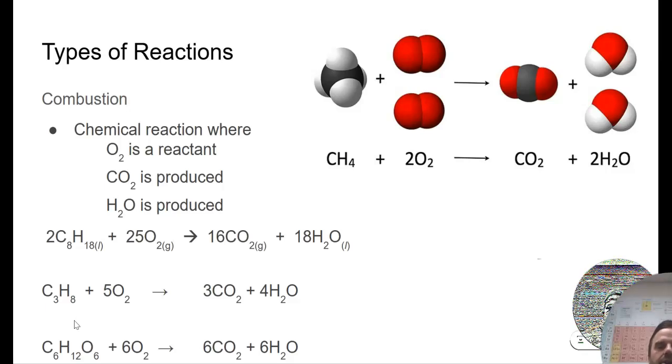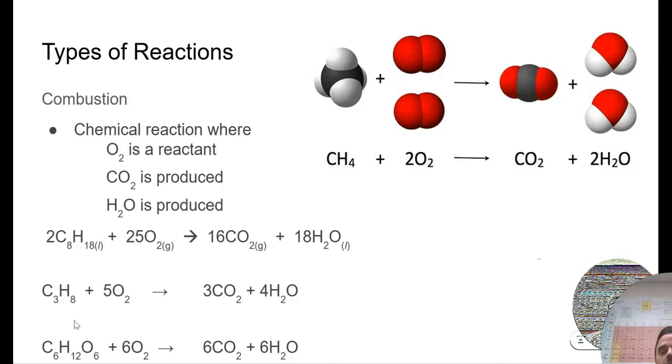Okay, and here is what you're going to look for when you're trying to identify a combustion reaction. Oxygen will be one of the reactants, just like it shows here. Oxygen's a reactant. CO2 will be one of the products, and so will H2O. So we have oxygen as a reactant, CO2 as a product, and H2O as a product.